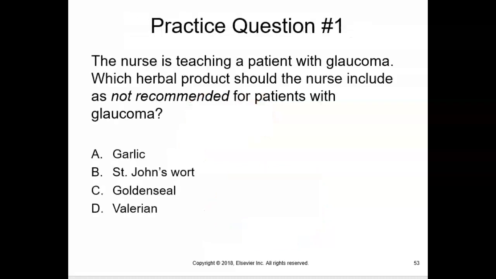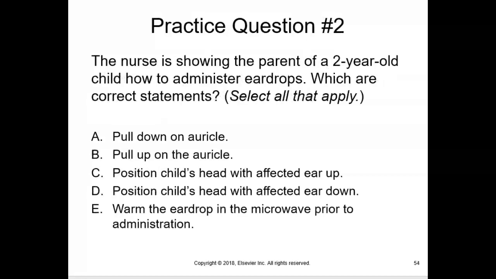So now we have some practice questions for Chapter 44. Go ahead and pause the video to read the questions and the answers on your own, and then resume the video to see if you're correct. So for question 1, the correct answer is C as in cat. For question 2, the correct answers are A and C.